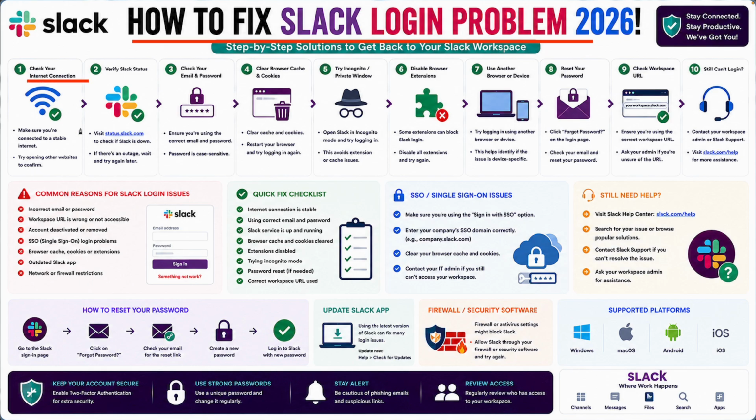The first thing you're going to do is check your internet connection. Make sure that you're connected to a stable internet connection. Always go ahead and check if Slack servers are down. Go to status.slack.com and always check your email and password and ensure that you're using the correct one, because generally password is case sensitive.